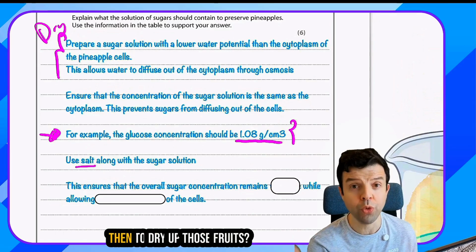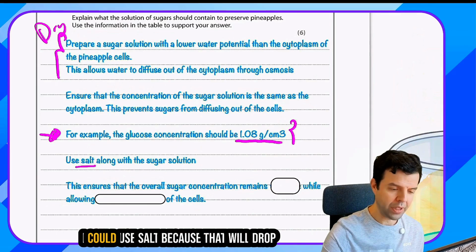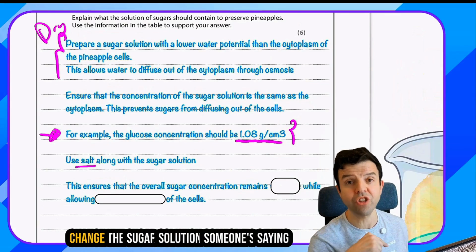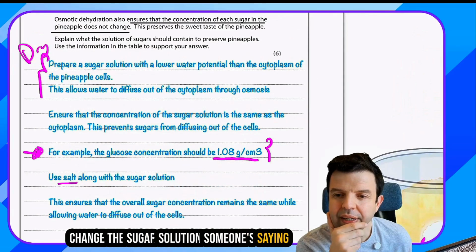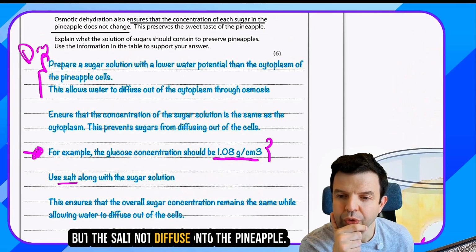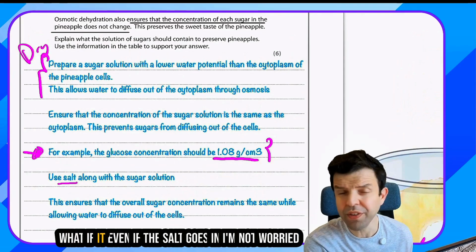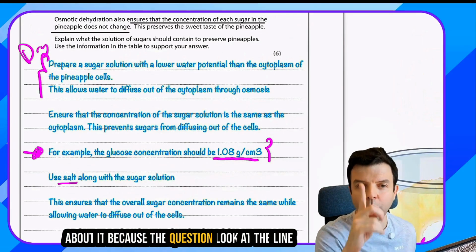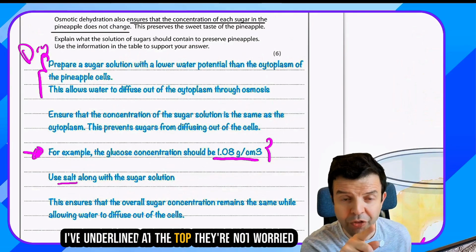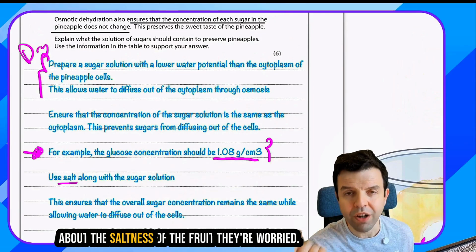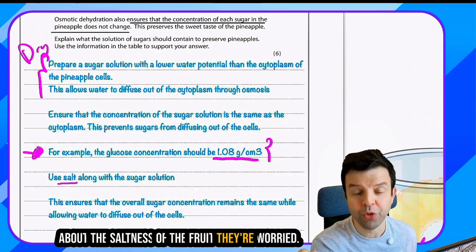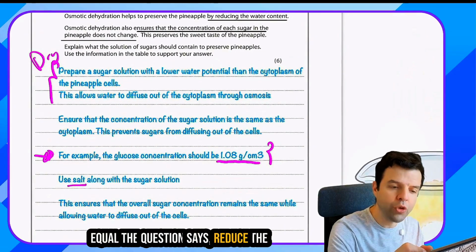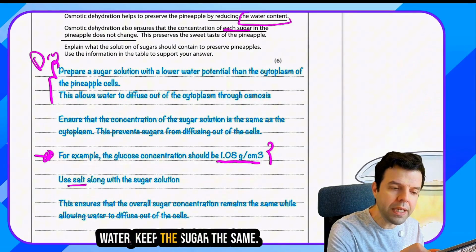What am I supposed to do then to dry up those fruits? I could use salt because that will drop the water potential and it's not going to change the sugar solution. So I was saying, but would the salt not diffuse into the pineapple? Even if the salt goes in, I'm not worried about it, because the question, look at the line I've underlined at the top. They're not worried about the saltness of the fruit. They just want the sugar to stay equal. The question says, reduce the water, keep the sugar the same.